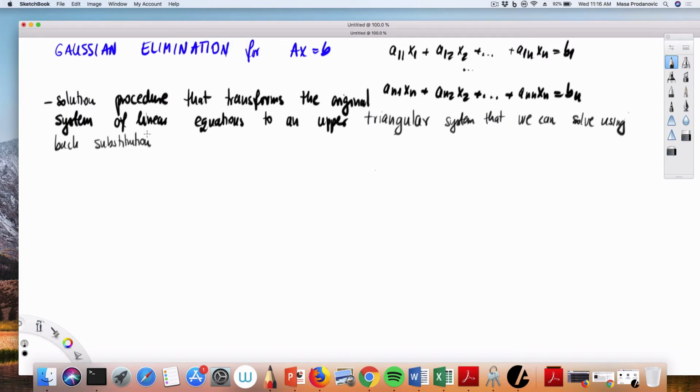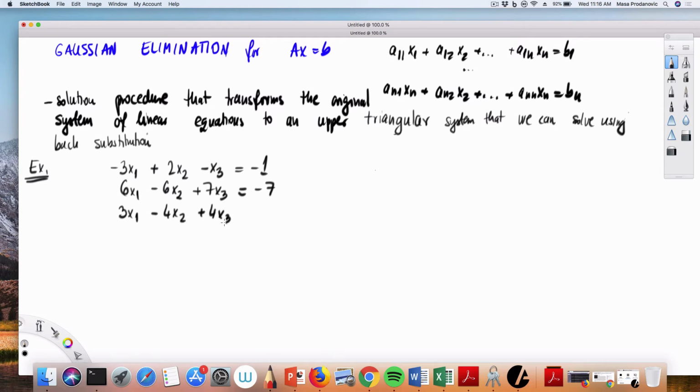That's the best. So I'm going to use a three-dimensional example, and my system is as follows. Minus 3x1 plus 2x2 minus x3 is equal to minus 1. 6x1 minus 6x2 plus 7x3 is equal to minus 7. And 3x1 minus 4x2 plus 4x3 is equal to minus 6. I'm going to wait a moment for everybody to write down.